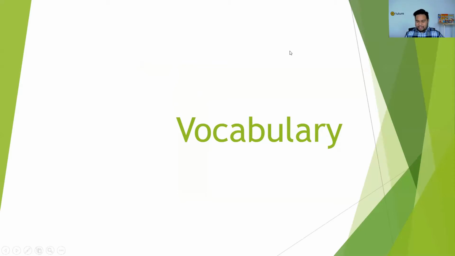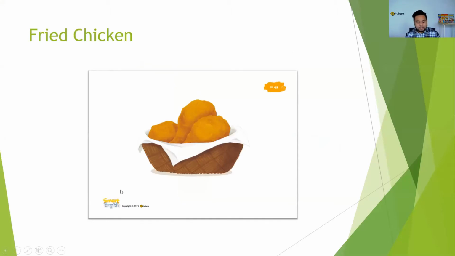So vocabulary. These are our flashcards. Normally you could have your physical flashcards and show them, or you can take the images and put them in the PowerPoint. So first one here, we have fried chicken. Oh, fried chicken. How many people love fried chicken? I love it a lot, and I try not to have it more than once a month, but it's very difficult.